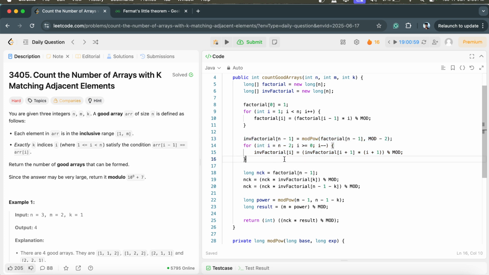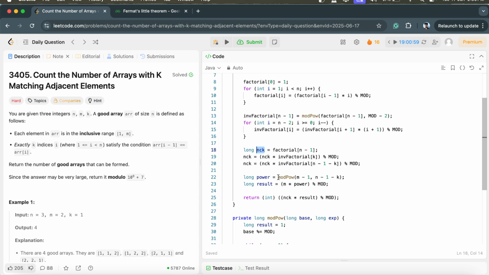Whatever the inverse of factorial that we have, we can multiply it with the factorial of that number. So the n minus 1 factorial value we can get from this factorial array. And whatever answer we got, we again multiply with the k factorial inverse value and the inverse of n minus 1 minus k factorial value. That way we can get n minus 1 c k. Now we have to multiply it with m minus 1 to the power of n minus k minus 1. That is something we are deriving from this particular function.